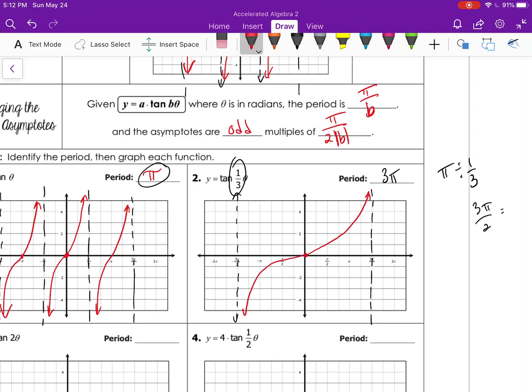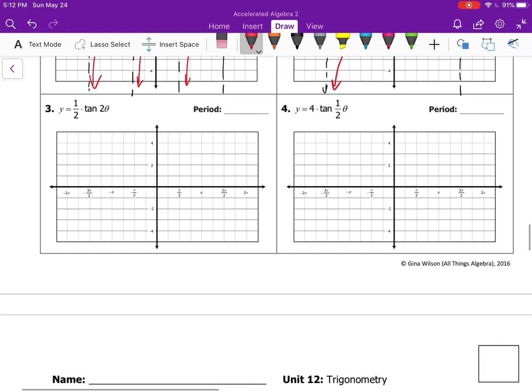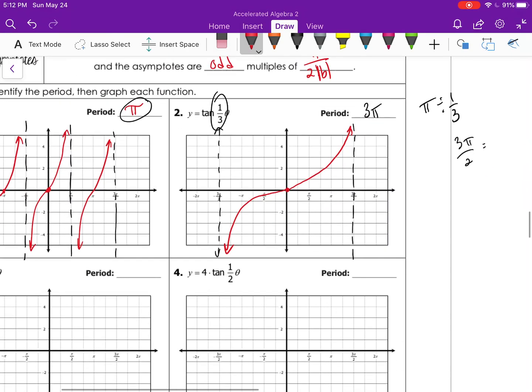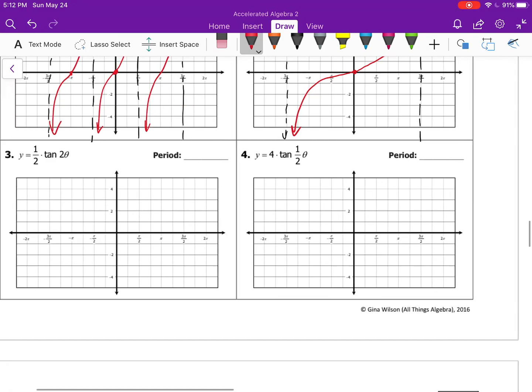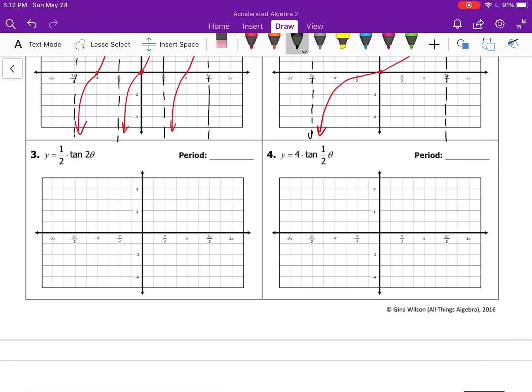And then over here to the right, it's going to go up. And over here to the left, it's going to go down. So that's generally what that looks like. And so I think that's a little bit easier. Hopefully that makes sense to you guys.